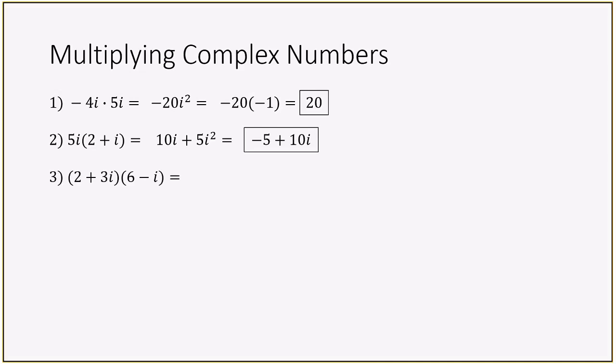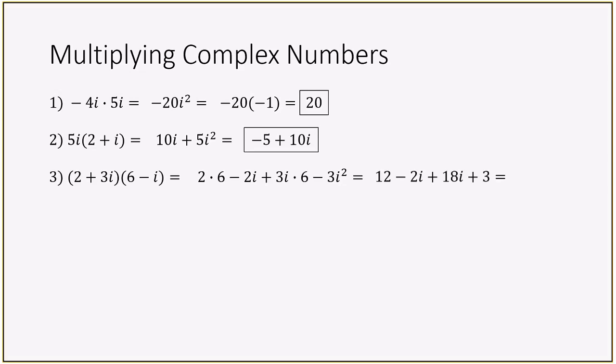Here, the technical term is distribution, but generally people know this as foiling. I'm going to FOIL out this equation. So I'm going to do 2 times 6, 2 times -i, 3i times 6, and 3i times -i. And then I'm going to multiply all of those terms out.